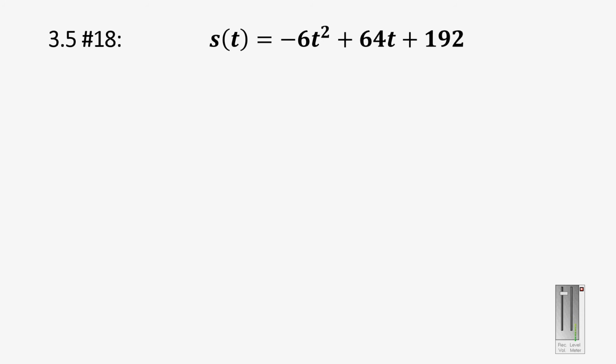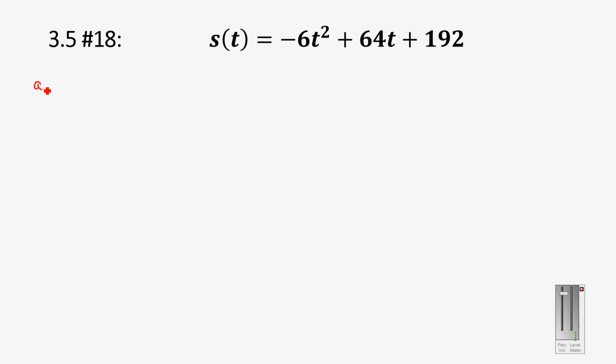a cliff on Mars, where the acceleration of gravity is only 12 feet per second squared, with an initial velocity of 64 feet per second from a height of 192 feet above the ground. The height s of the stone above the ground after t seconds is given by that function. So the first thing is determine the velocity of the stone after t seconds. So for this first problem, number 18, all we're going to do is basically determine the velocity function.